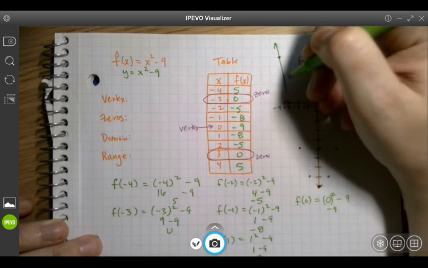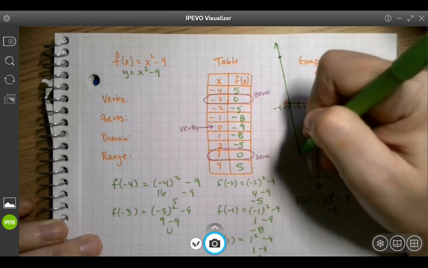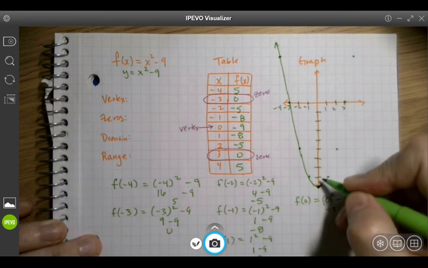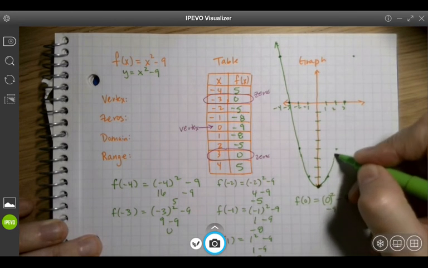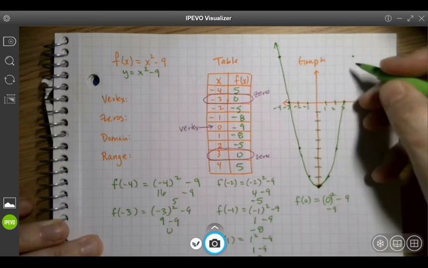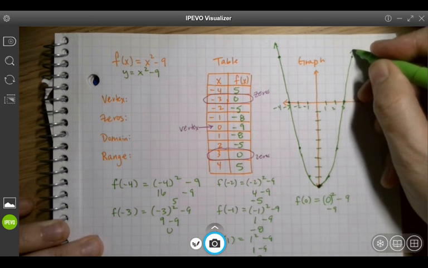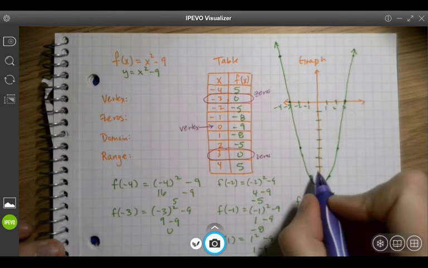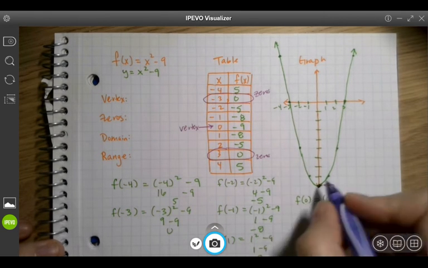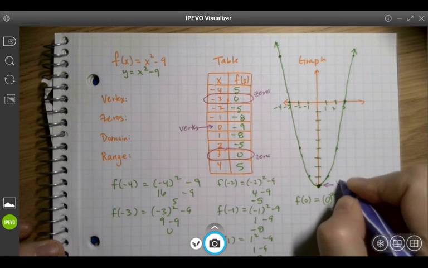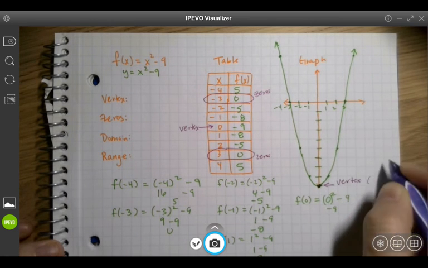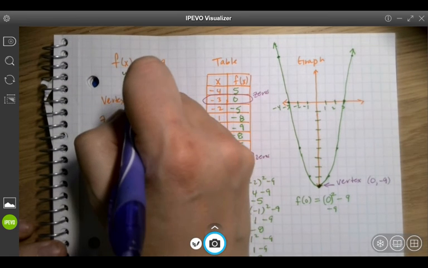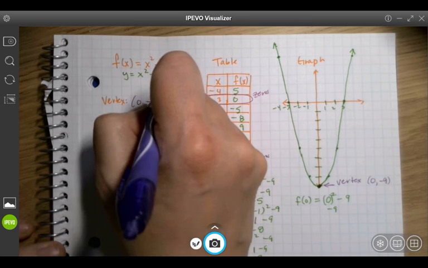You'll get better at sketching parabolas the more you practice them. And remember, it's a curved line. It's not a straight line between the different points. Okay, so right here, we can see the bottom, the smallest point, is this vertex. And that point is at (0, -9). So the vertex for this function is (0, -9).